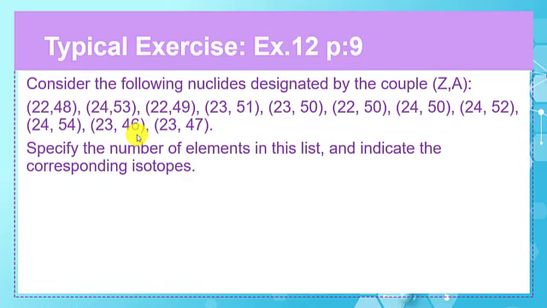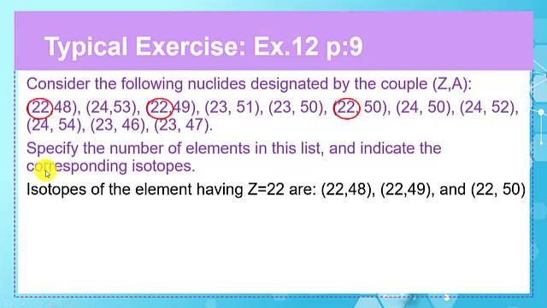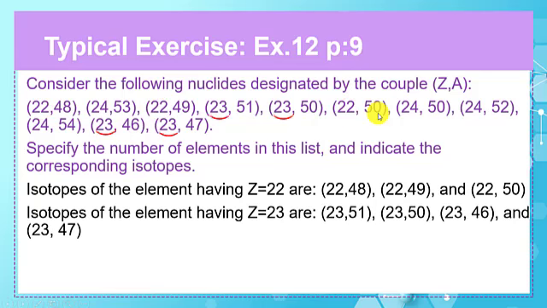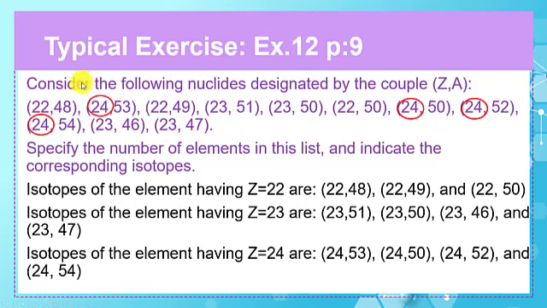Concerning the second part of the question, it is to indicate the corresponding isotopes of each element. We start with the first element having Z equal 22. We have 3 atoms, 22 48, 22 49, and 22 50. The second element having Z equal 23, we have 4 atoms, 23 51, 23 50, 23 46, and 23 47. The last element having Z equal 24, also we have 4 atoms, 24 53, 24 50, 24 52, and 24 54.